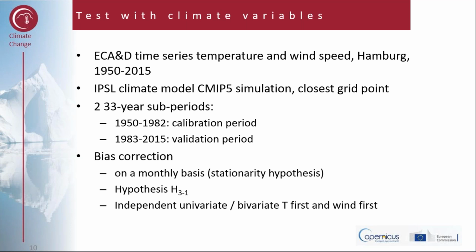But this stationarity hypothesis imposes to do it on a monthly basis, because we have the seasonal cycle and we have to deal with it. So the bias adjustment has been conducted on a monthly basis, that is 1 month at a time. And using hypothesis H31, because this was the most verified in this case, because we have two very close subperiods. So this corresponds to a case with small climate change. And we again compared independent univariate bias adjustment to this bivariate bias adjustment using either temperature first or wind first.